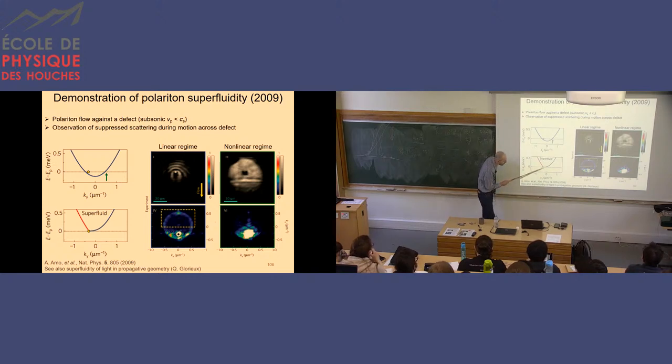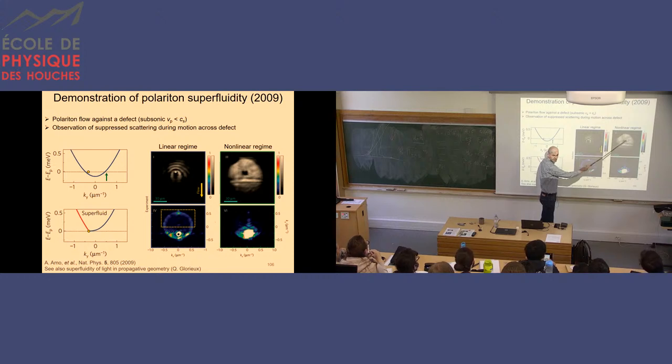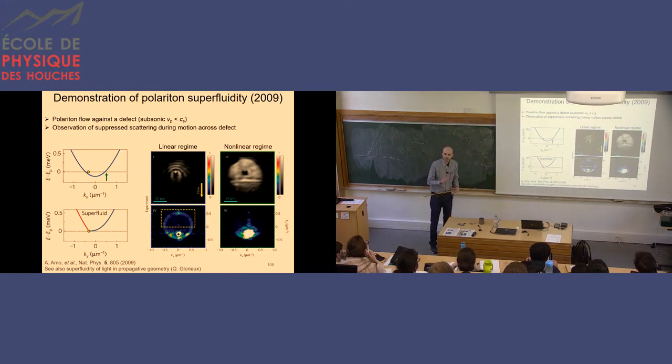And you see that at this point, when you reach this level, there are no states available to do scattering. So when the polariton flow encounters the defect, you see a very strong difference in the behavior. There is no modulation of the density because there is no scattering, and there is no elastic scattering ring. This is actually the superfluid behavior of light. That's what people were able to show.